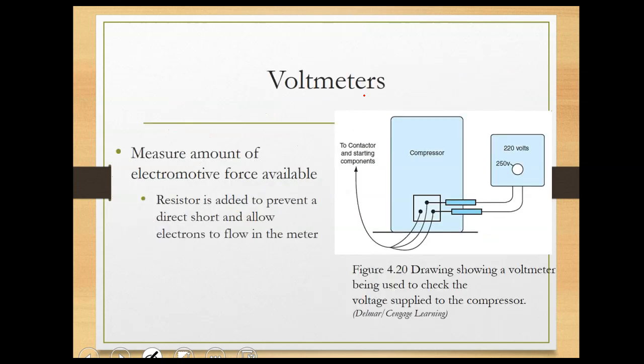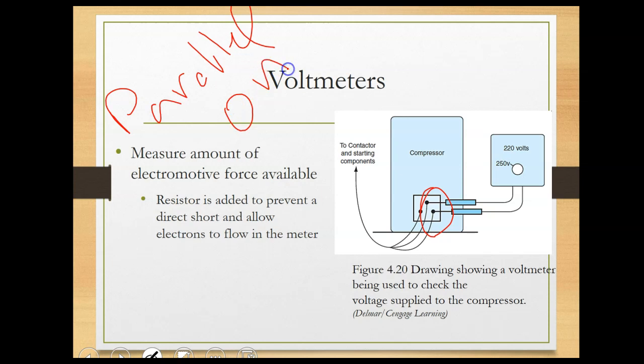Okay. The voltmeter is connected in parallel with the circuit, so the circuit has to be on, and if you see here, we are connecting this in parallel, and it will measure the potential between those two terminals. They say there is resistance added to prevent a direct short and allow electrons to flow in the meter. That's again from the past.